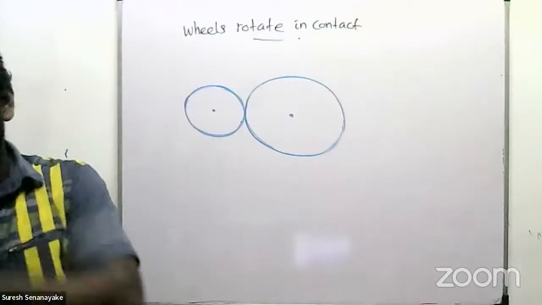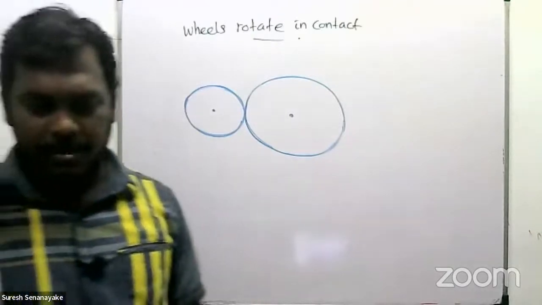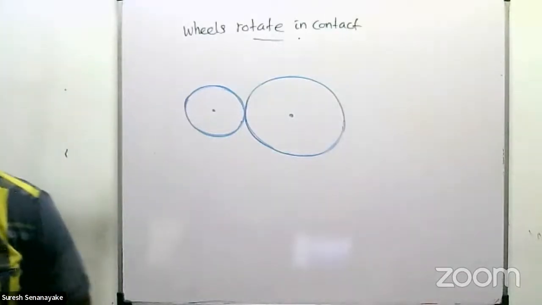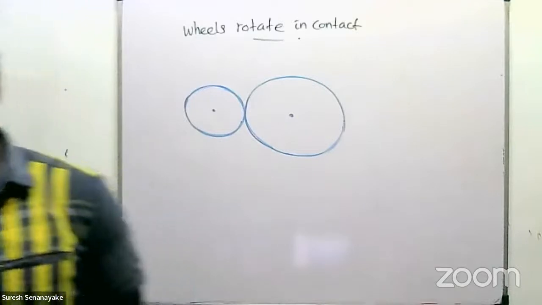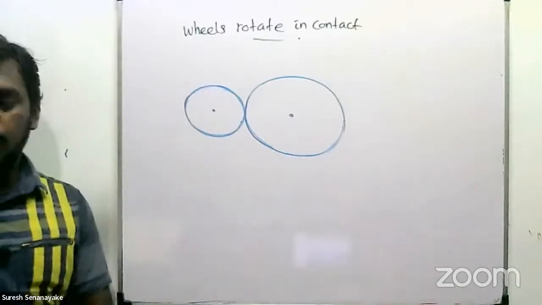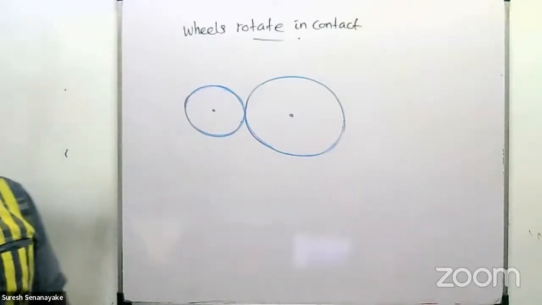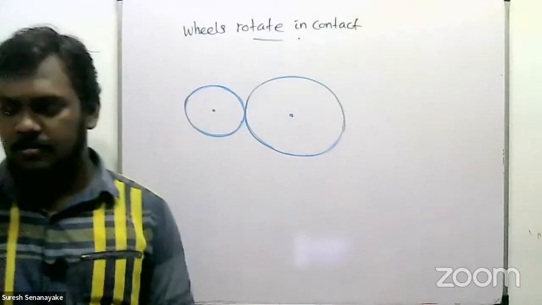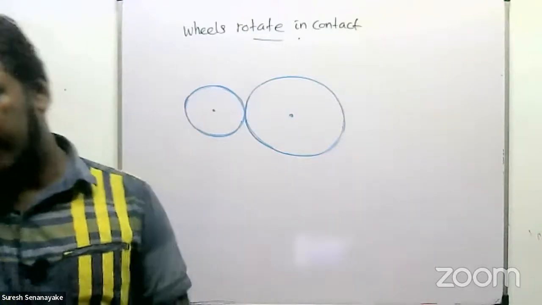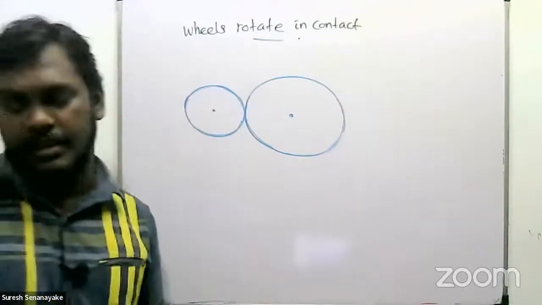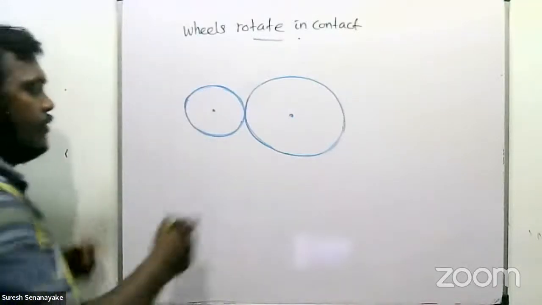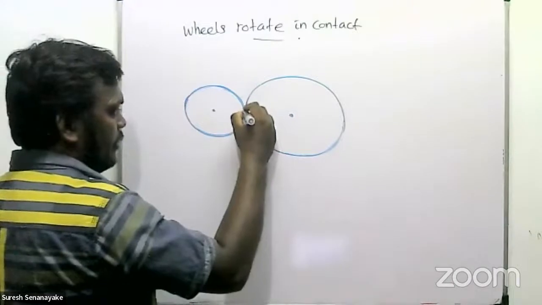Are rotating in contact without slipping. If V1 and V2 are the linear velocities of their points of contact. These are the points of contact.